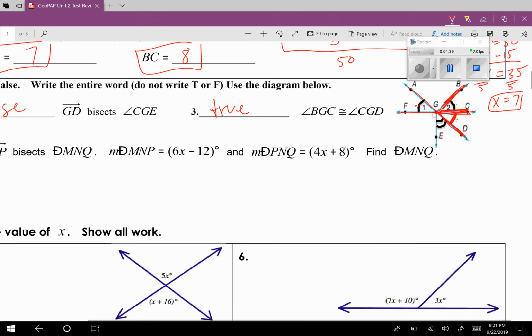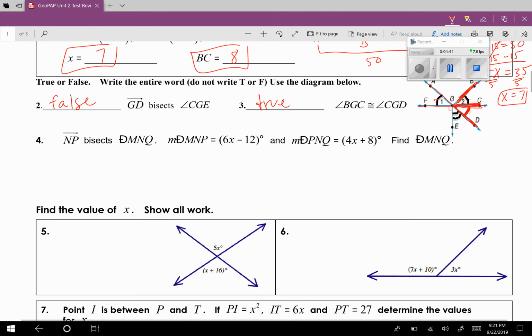Okay, next thing. This one you really have to read. It says ray NP bisects angle MNQ. So here's angle MNQ. And then ray NP, it starts at N and it goes through point P. And this is being bisected, so we know the top half is congruent to the bottom half.